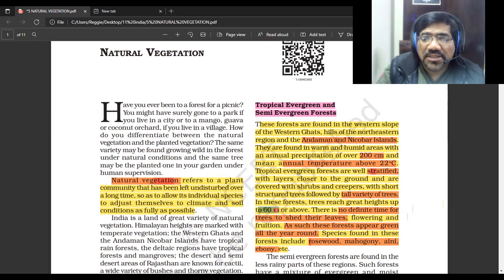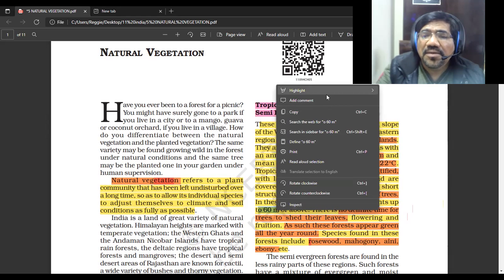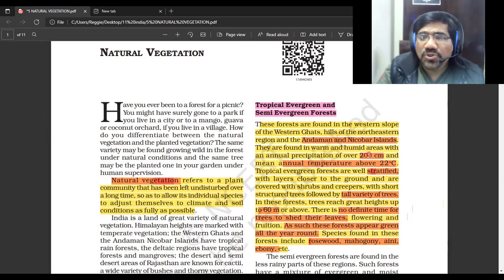So these are the characters which you have to write in the answer. I will be looking for these words: 200 centimeters, stratified, 60 meter, and there's no definite time for trees to shed leaves because it is a layered structure. So suppose the upper layer, the tree has shed its leaves, the lower layer will still have, because there are different layers of trees. And suppose the trees which are 60 meters have shed their leaves, then the trees which may be of 40 meters may still have leaves.